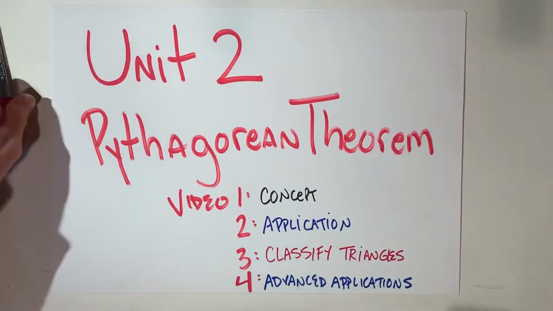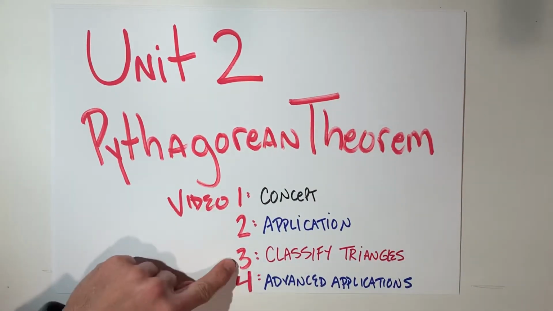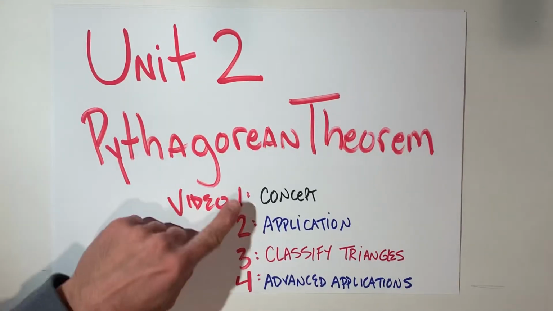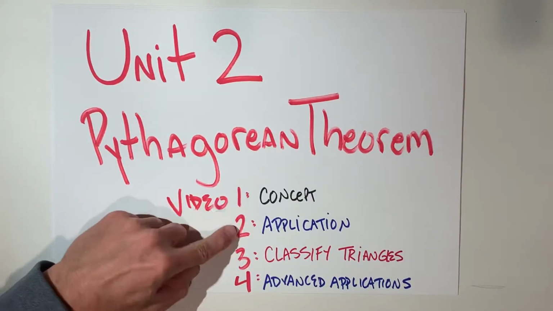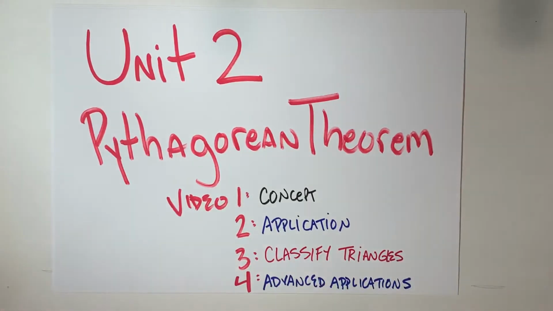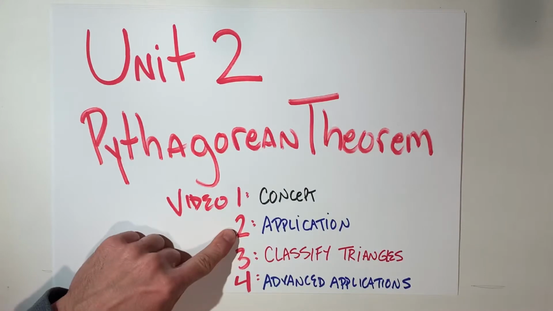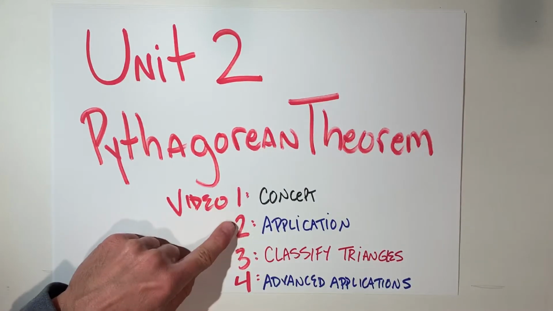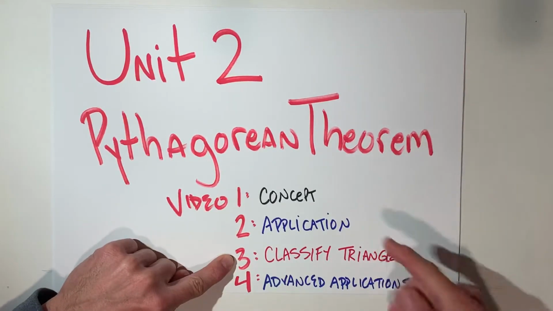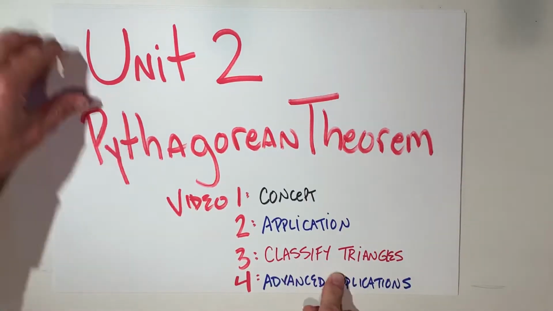All right, everybody, we are now shooting the third video for the Unit 2 Pythagorean Theorem lessons. We've done the concept, we've done the application. Feel free to go back and watch the first video if you need to understand the global concept of Pythagorean Theorem and the formula. Number 2, the application, we specifically focused on finding missing sides in right triangles. For this one, we're going to see if we can use the Pythagorean Theorem for a different sort of application where we can classify triangles.